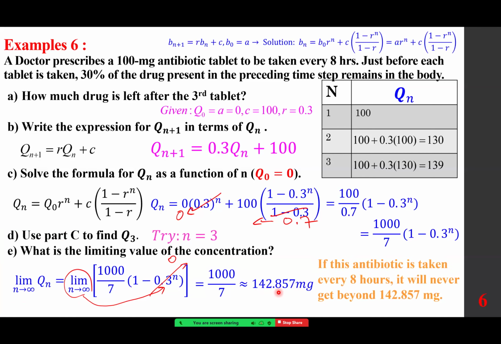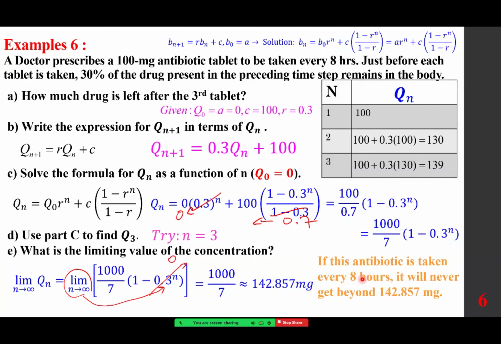What does it mean? If this antibiotic is taken every 8 hours, and that's really the key that 8 hours plays, it will never get beyond this much, 142.857 milligrams of antibiotic, because perhaps for that patient, it's not good to go beyond that.